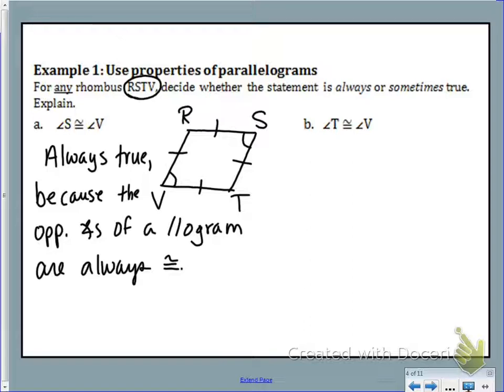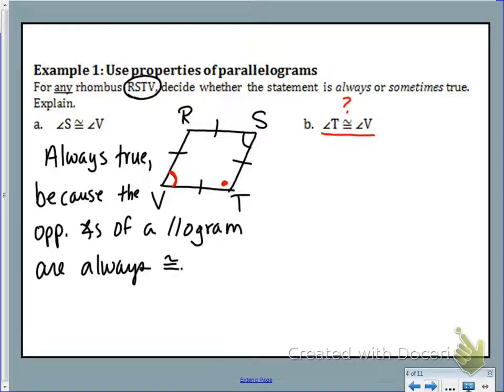And now it says, is angle T always or sometimes congruent to angle V? Well, angle T is here and angle V is here. Those are not opposite angles, they're consecutive angles. So what we want to consider is what's true about consecutive angles in a parallelogram. Well, the fact is that they are always supplementary. But when would they be congruent? Because this is saying when are they congruent?